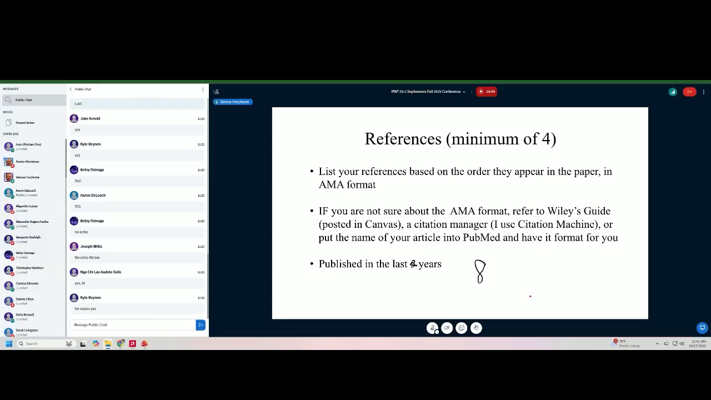If you're unsure about how to do the formatting, you can look at the Wiley guide and digest that. Okay. Yeah, that takes some work.